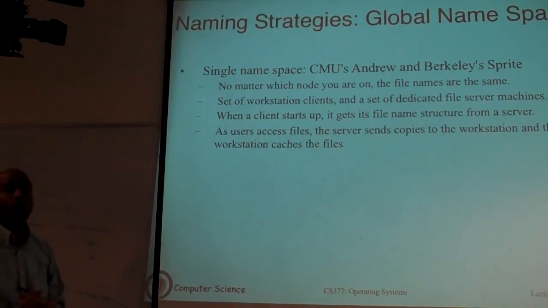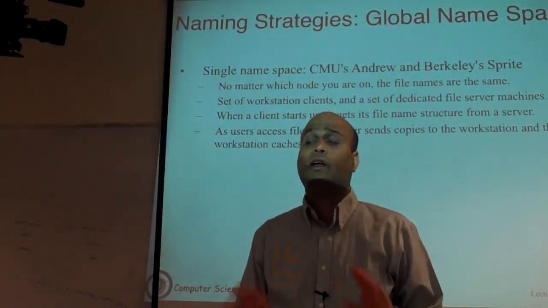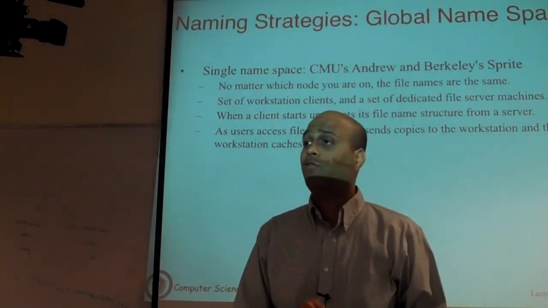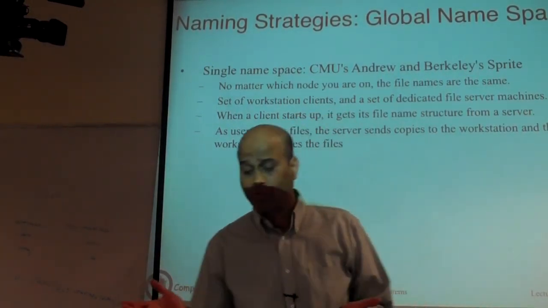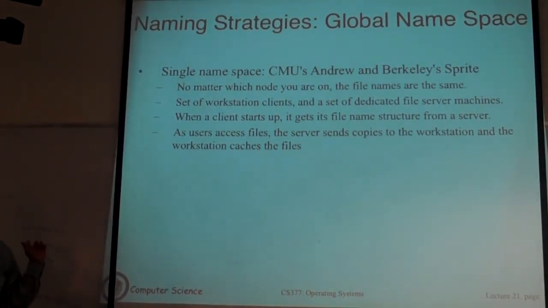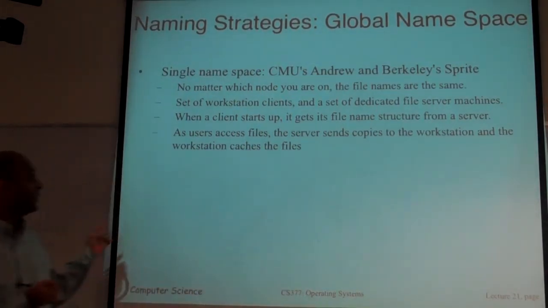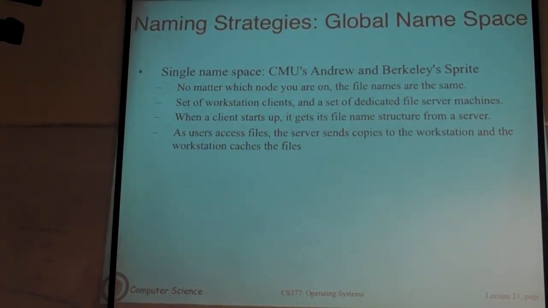So no matter which node you are on, your file names remain the same. There's one single way to access a file, just as there's a single URL for every web page, and you access that web page using that name. The same is true here. There's a single name for a file. No matter what machine you are on and where you are, you can access that file. Okay. So basically, when the client starts up, it establishes a connection with the Andrew file server, and then basically gets the structure, and then you can access it in this fashion.